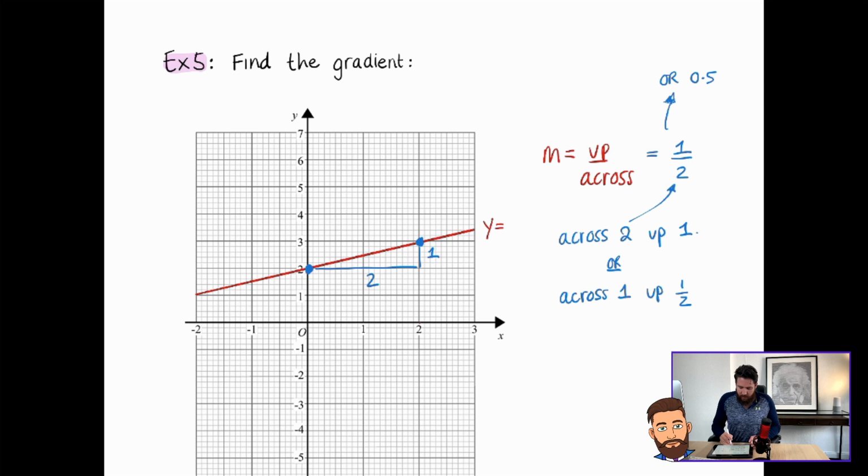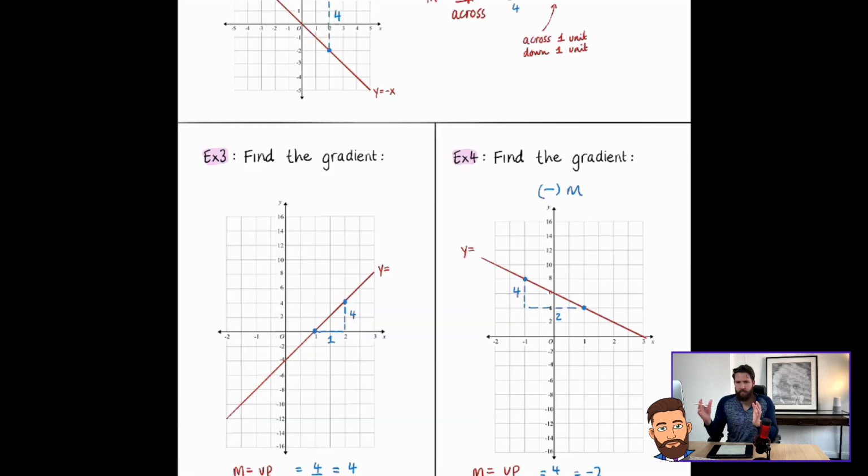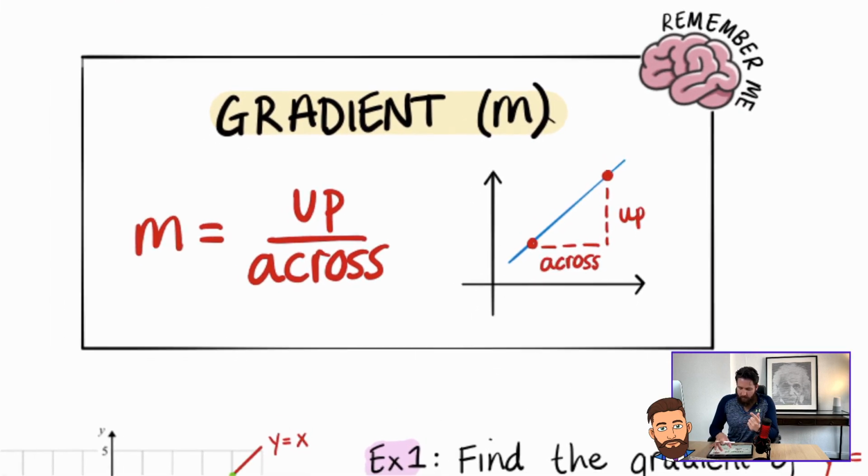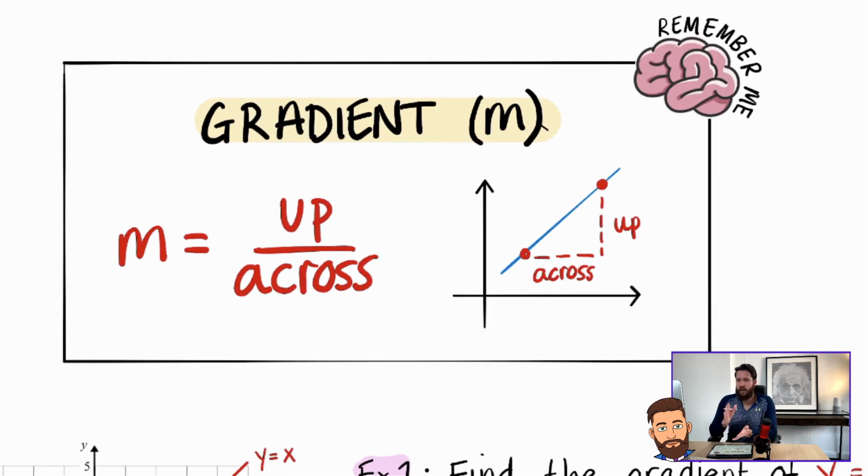So the conclusion that we can make is if the gradient number is bigger, the steeper the line. The bigger the gradient number, the steeper the line. And the smaller the gradient number, the more shallow the line. Okay, so that is your introduction of gradients, what they are and how do we find them. This is what you need to remember. M is the gradient, up divided by across, and making sure you're checking the scale and drawing correct triangles that fall on the grid.